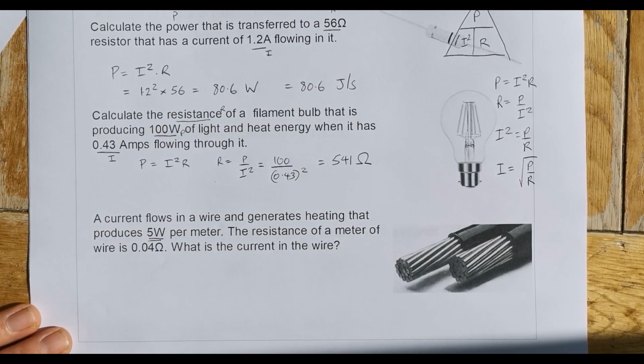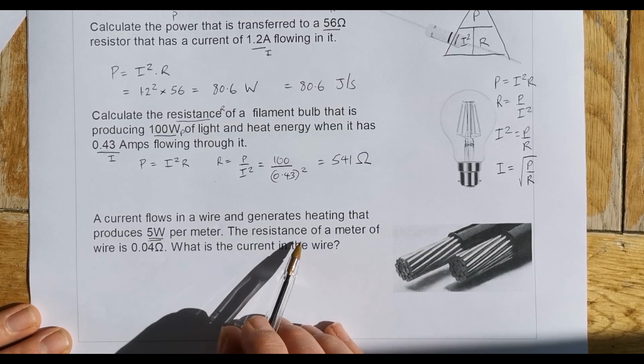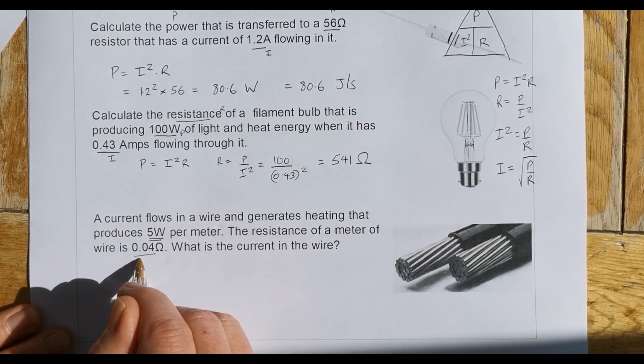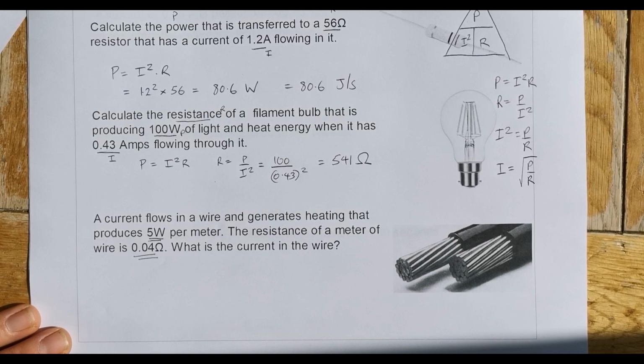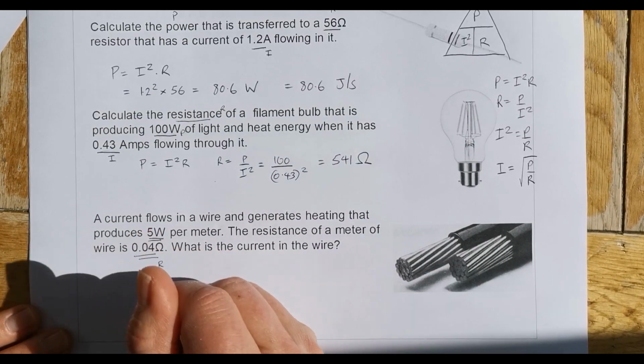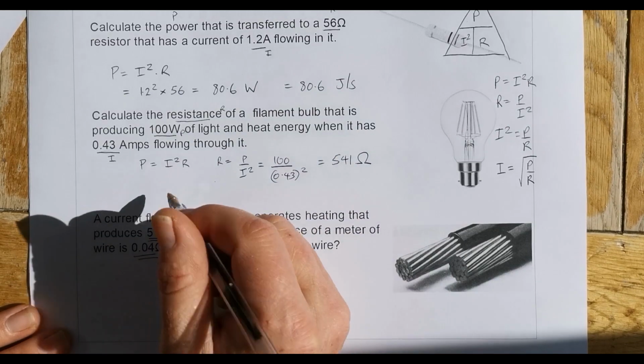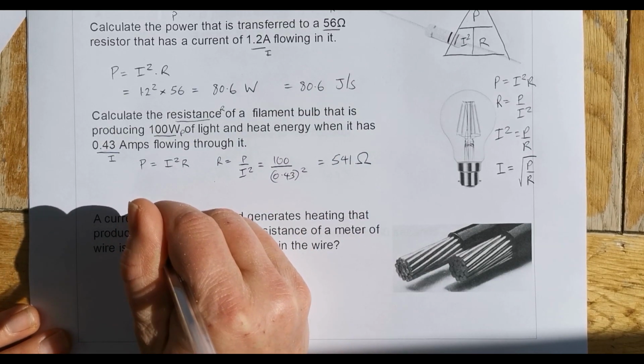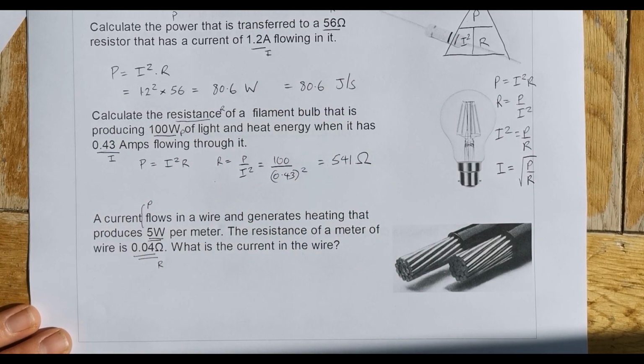There's my power, 5 watts. The resistance of a meter of wire is 0.4 ohms. And what is the current? Okay, so we've got resistance. Even though it's resistance per meter, we've got power, watts per meter. So what is the current in the wire?